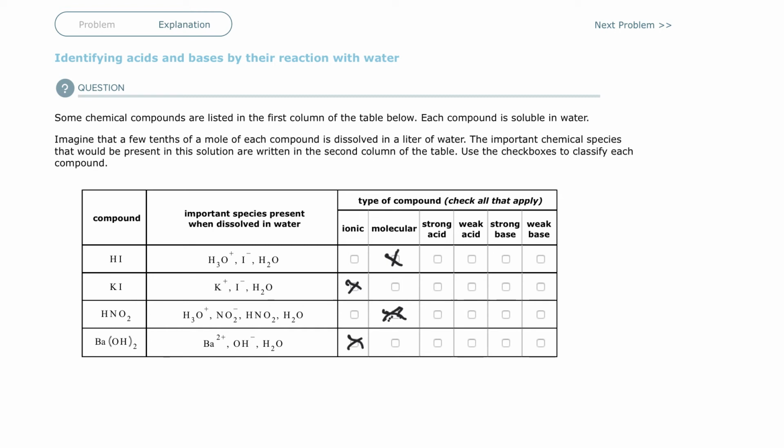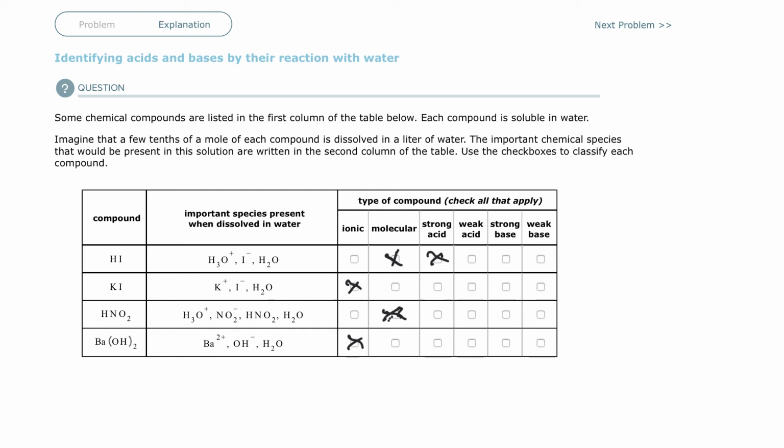So I'm looking for two things. I'm looking for the hydronium, so that's an acid, and I'm looking for the HI in the water, and I don't see it, so it has to be a strong acid. Okay, the next one. We've already seen that potassium iodide is not a base because there's no hydroxide. It's not an acid. There's no hydronium, so you don't check any of those boxes.